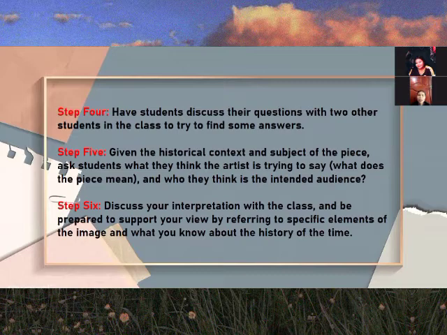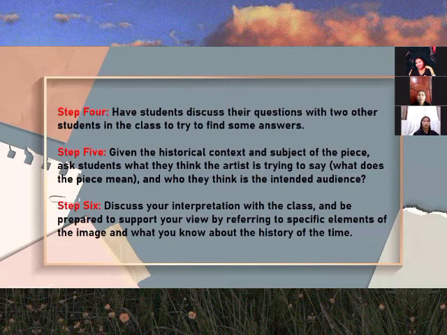the class. Step five, given the historical context and subject of the piece, ask students what they think the artist is trying to say. What does the piece mean and who do they think is the intended audience? This refers to the description and the interpretation of the image and to whom it was addressed. It is also important that the image correlates to the interpretation as well.